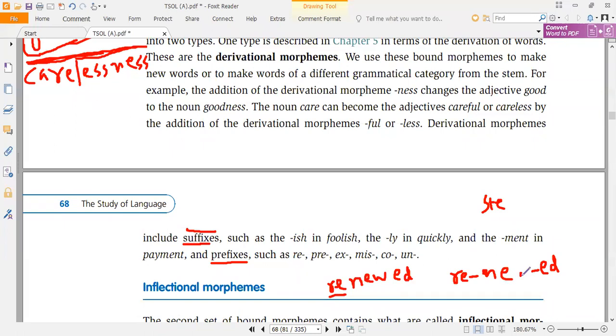Now look at this, what does it indicate? This small dash. If I write re here and I add this dash here, it means that this is a prefix, it is before, and there must be some stem word after it. So this blank indicates the stem word, right? If I write ed, we have to write this dash before it, which indicates that there is some stem word before this ed, right? Otherwise, this ed is meaningless. Okay. So prefixes. This is a suffix.